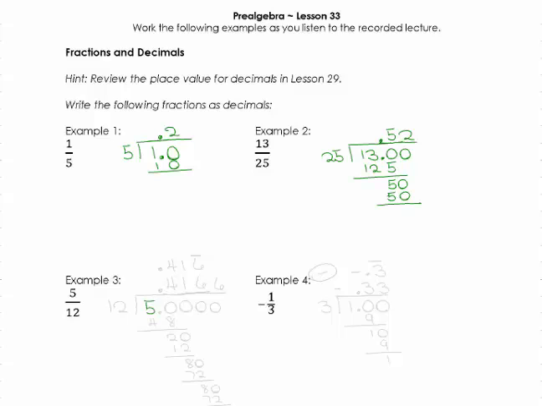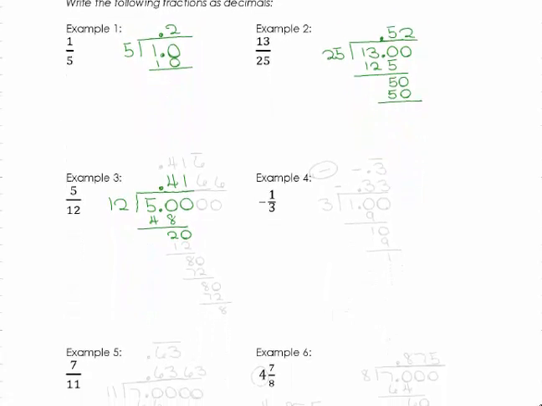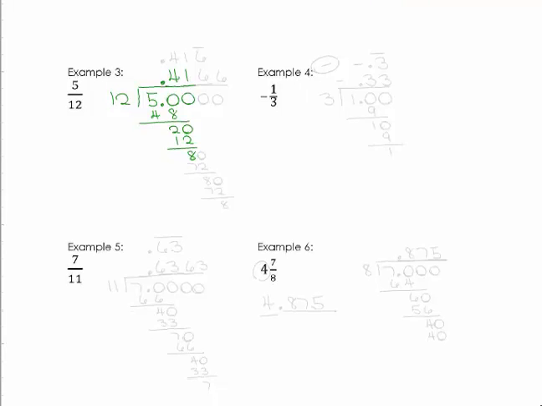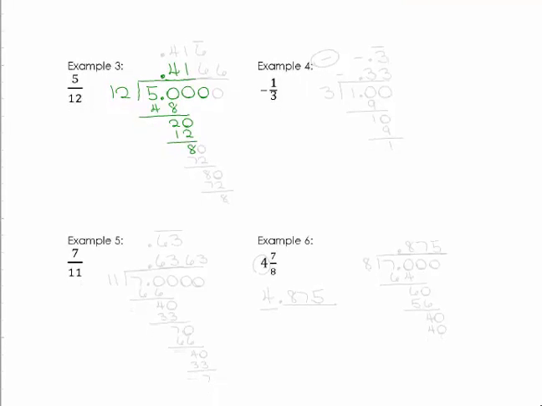Example 3, 5 divided by 12. Place the decimal, put some zeros down, and 12 will go into 50. Let's try 4. 4 times 12 is 48. We'll subtract, bring down another 0. 12 will go into 20, no, just one time. I'm going to multiply and subtract and bring down another 0 here.